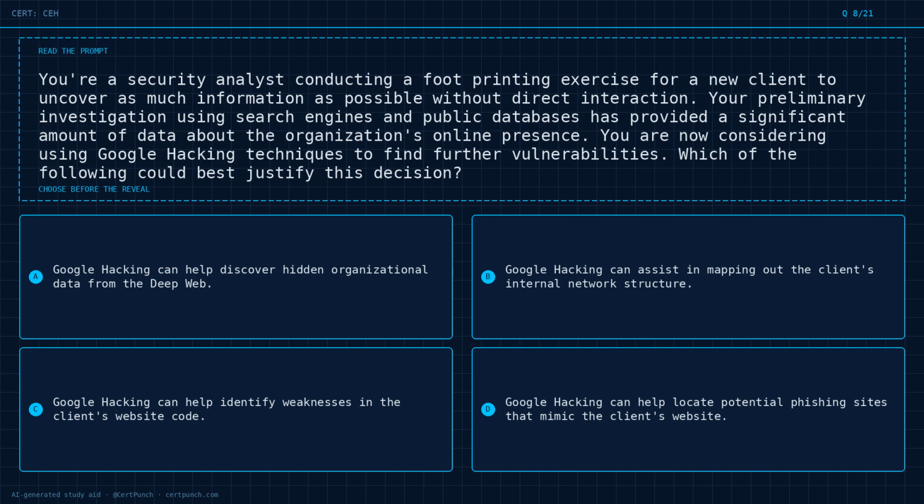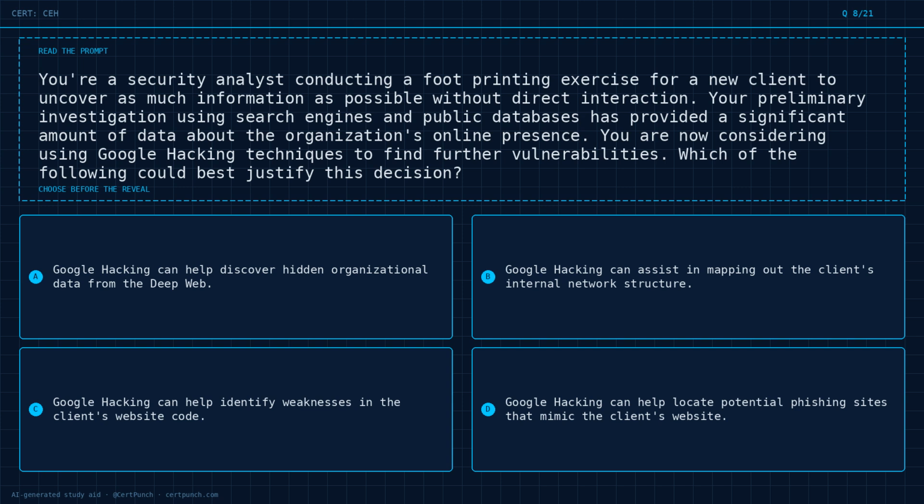Question 8 of 21. You're a security analyst conducting a footprinting exercise for a new client to uncover as much information as possible without direct interaction. Your preliminary investigation using search engines and public databases has provided a significant amount of data about the organization's online presence. You are now considering using Google hacking techniques to find further vulnerabilities. Which of the following could best justify this decision?